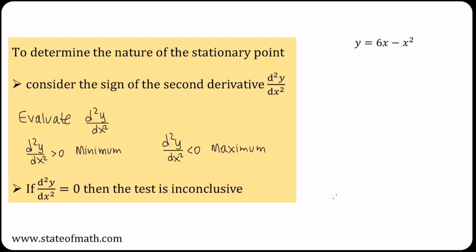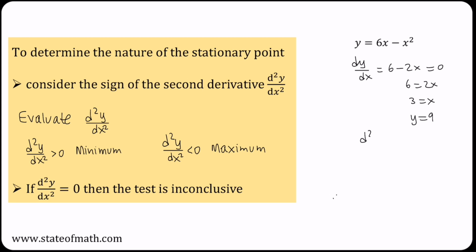We've got y equals 6x minus x squared. We start by saying that dy by dx is simply 6 minus 2x. We set it equal to 0. We get that 6 is 2x, which means that 3 is x. Substituting x is 3 into the expression for y gives me that y is 9. And therefore, I proceed in determining the nature.